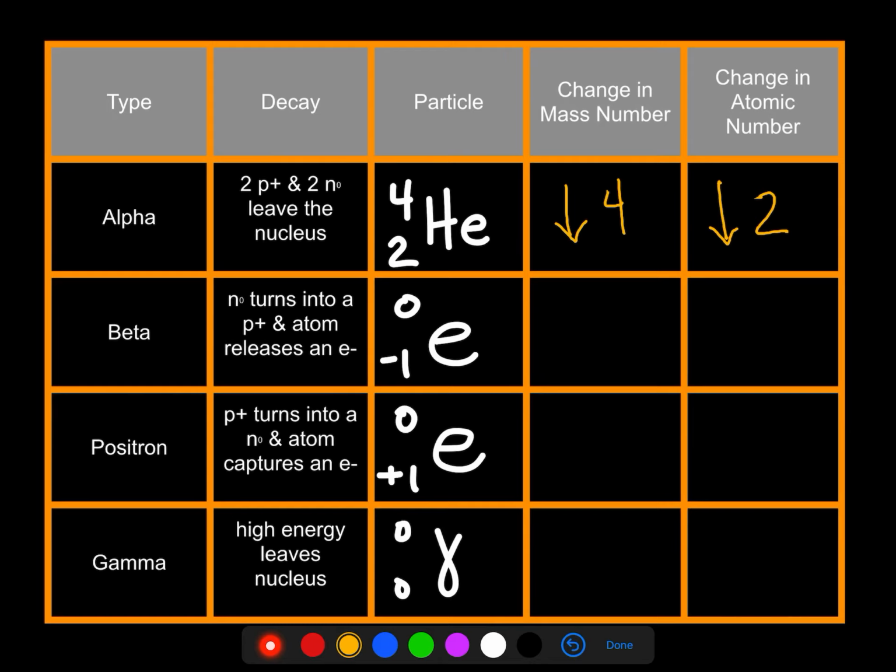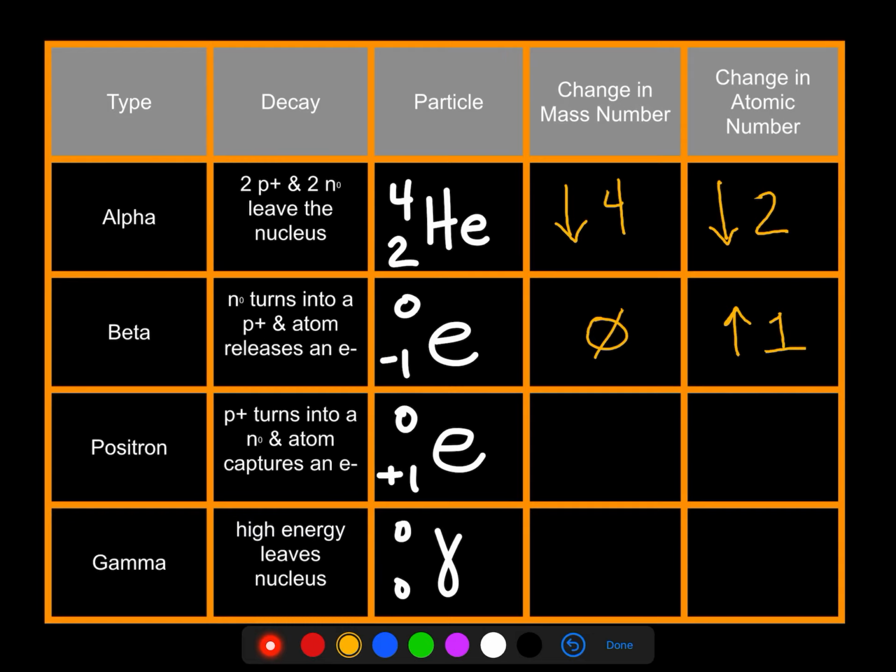In beta decay, we see that a neutron turns into a proton and an electron. That electron is released or ejected out of the nucleus. It can't stay in the nucleus, but a neutron turns into a proton. We don't see that there's any change in the mass, and so there's no change in the mass. But we've changed a neutron into a proton, and so we're going to increase the atomic number of whatever this new substance will be after this by 1.